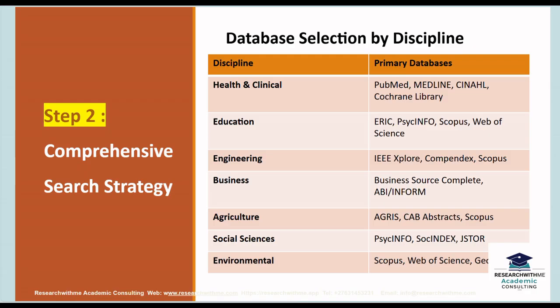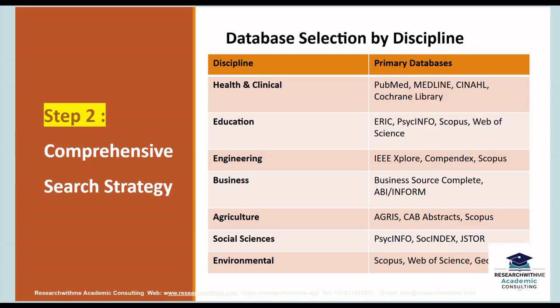The editors will look at it. Both the editors and the reviewer want to know where you are drawing your data from, because every field has a set of databases where knowledge in that field resides. So if you are writing a systematic literature review in health and clinical science, and you did not mention that you draw data from PubMed, Medline, or CINAHL, or Cochrane Library, then where would your evidence be?